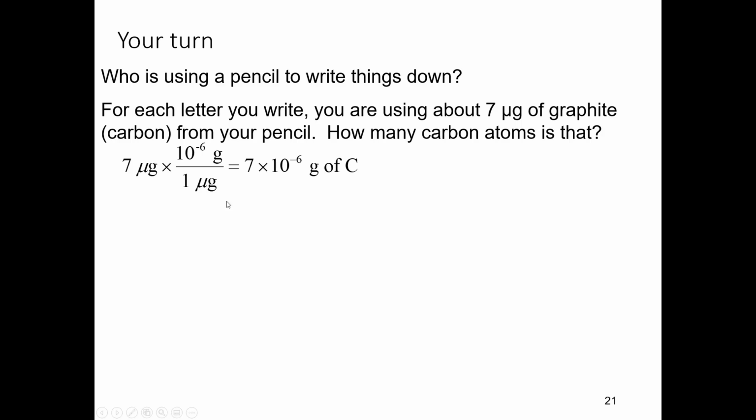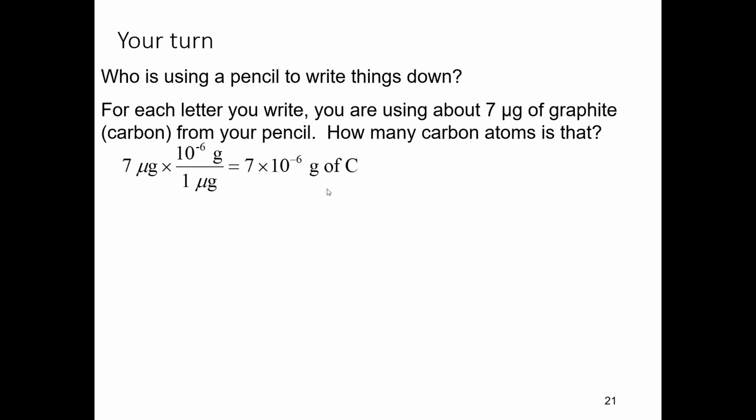So the first step is actually to convert from micrograms to grams. We've got to go back to that slide on the metric system units to figure out how to convert between micrograms and grams, but that's no problem. This is always the first step: if you're working with something that is not in grams, you've got to get to grams first, period. So 7 micrograms multiplied by 10 to the minus 6 grams over 1 microgram gives you 7 times 10 to the minus 6 grams of carbon.